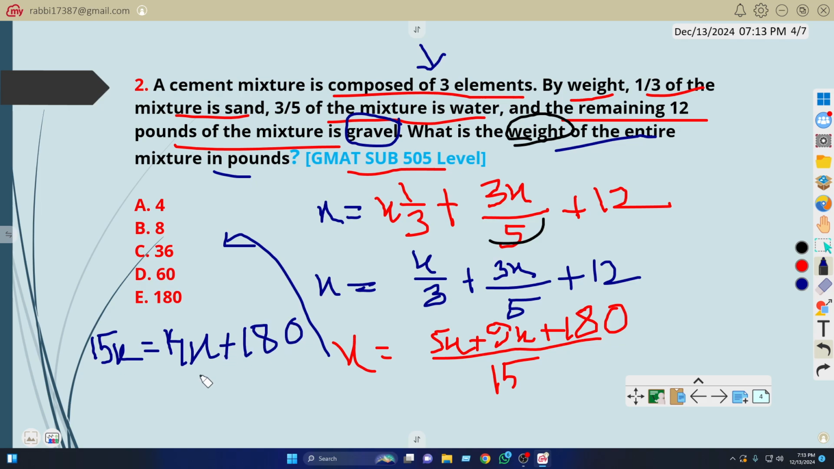So easily we find the value. What is x? X is equal to 180. Here is the answer: E, the answer is 180.